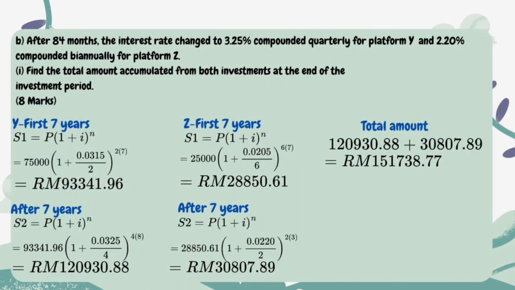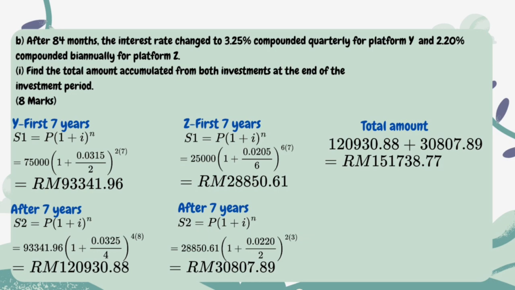B. After 84 months, the interest rate changed to 3.25% compounded quarterly for platform Y and 2.20% compounded biannually for platform Z. 1. Find the total amount accumulated from both investments at the end of the investment period.